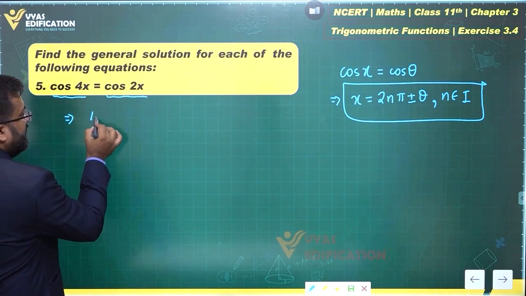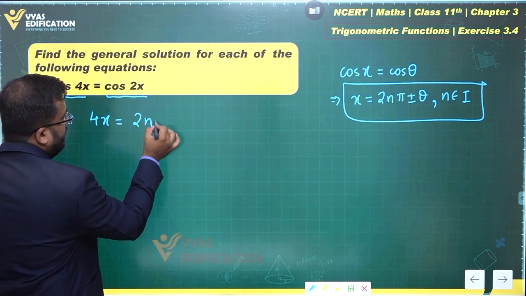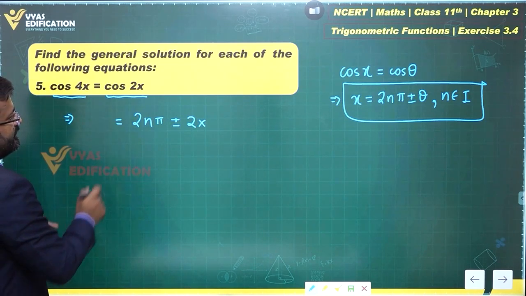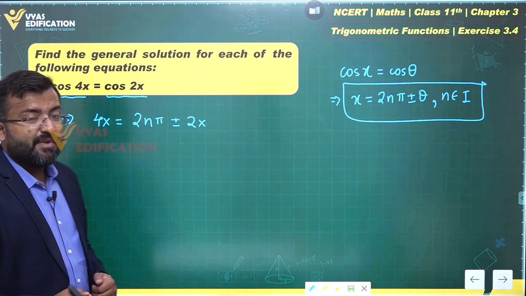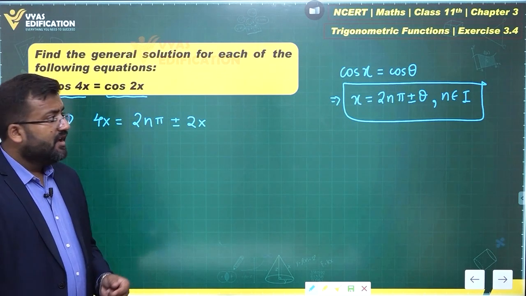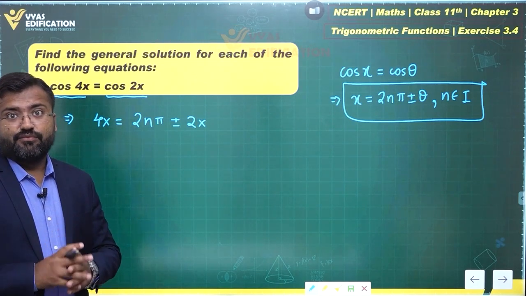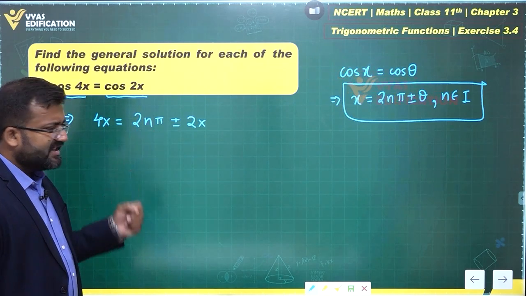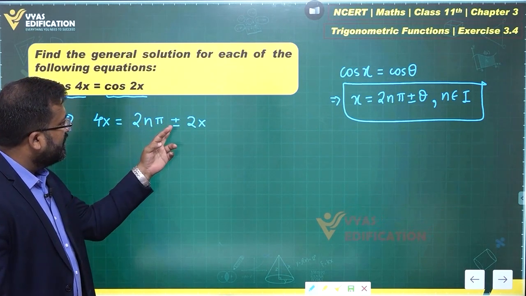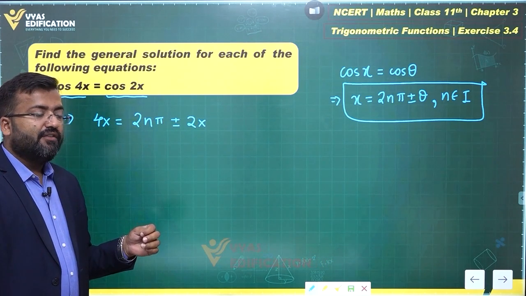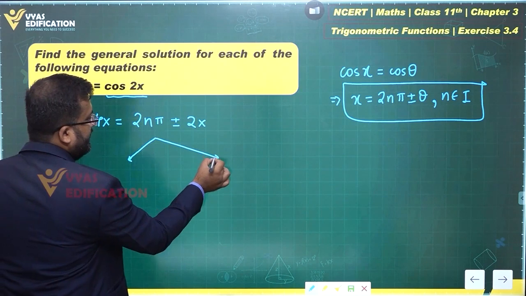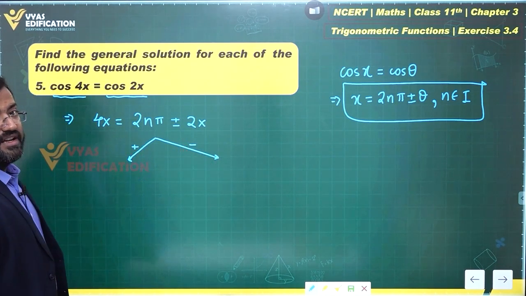So from here I can say that 4x is equal to 2n pi plus minus 2x, right? Let me write it in this way. 4x equals 2n pi plus minus 2x. Right. What after this? We haven't found x for now. We'll have to find x by further calculation and simplification. So for finding x, we'll have to bring this 2x over here. But how do we bring that? This is either a plus 2x or it is a minus 2x. We'll have to consider them separately. So let's go in one direction and another direction. This is using the plus sign and this is using the minus sign.